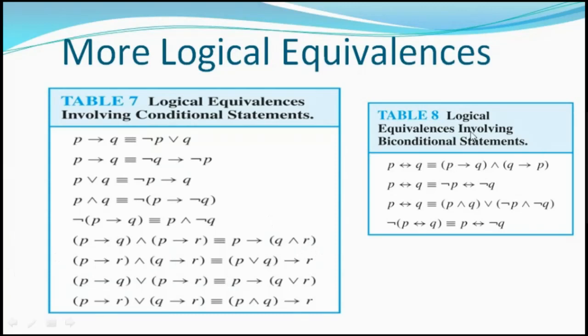Coming to logical equivalences involving the biconditional statement, biconditional means a double-sided arrow, which we have seen previously. P biconditional Q is equal to P implies Q and Q implies P. P biconditional Q is equal to negation P biconditional negation Q. These are all logically equivalent. So these rules one must remember for solving any other exercises that we will see.